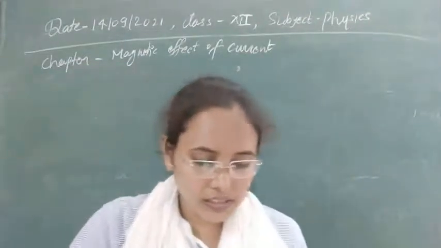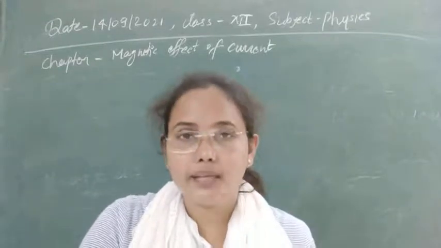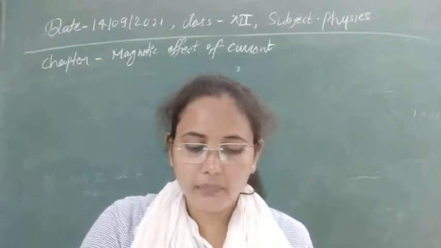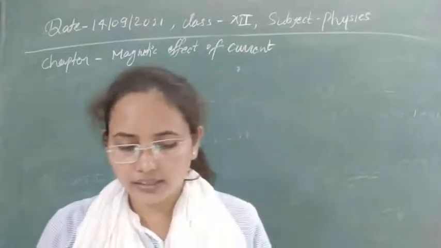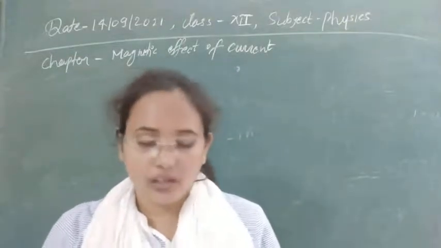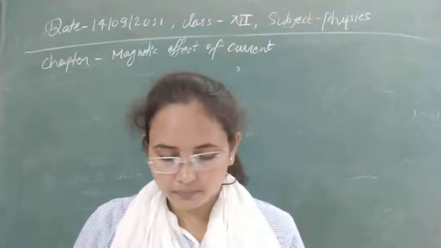Now the next question is, if a long hollow copper pipe carries a current, then the magnetic field is produced only... So this one we have discussed already. I think that is outside the pipe only. Now the next question, let's see.